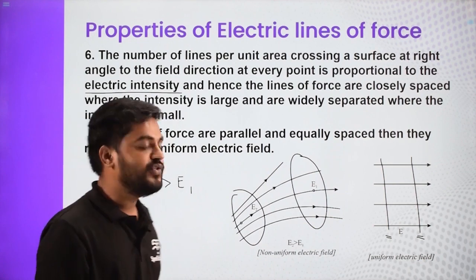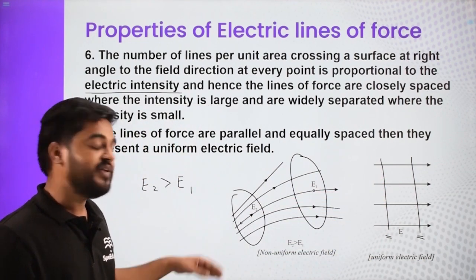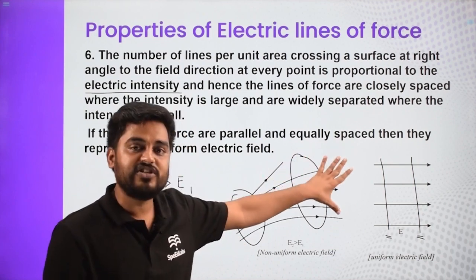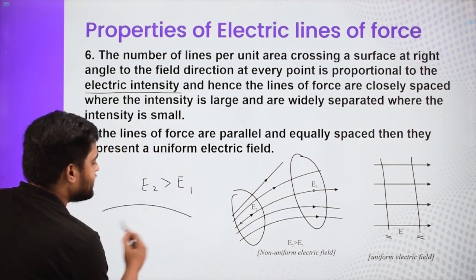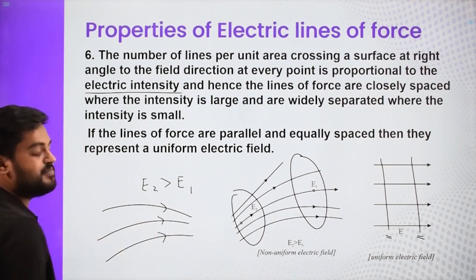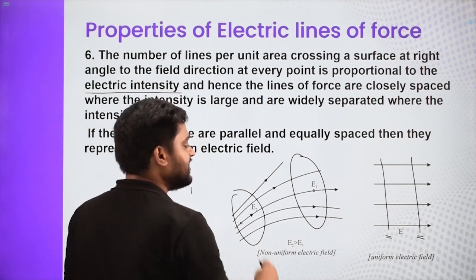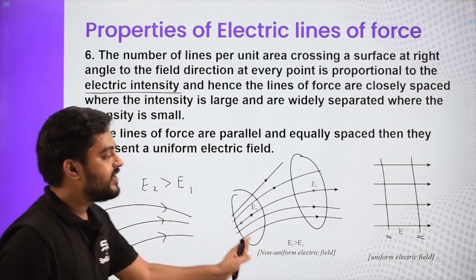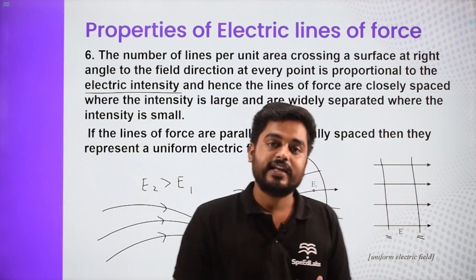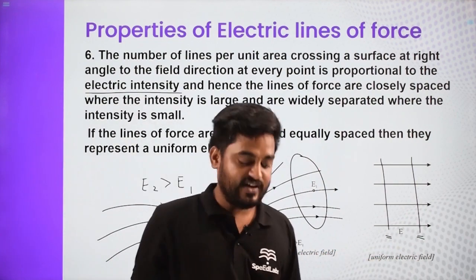A field is called uniform if the field lines are parallel, and a field is non-uniform if the field lines are getting separated from each other or moving towards each other. So as we move in this direction, the field is becoming weaker; in this direction, stronger; and if we move in this direction, the field remains the same in magnitude. That's what a uniform electric field is.